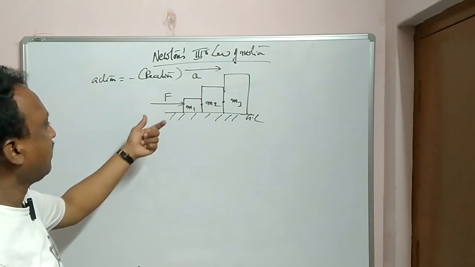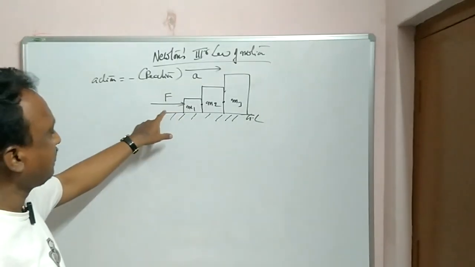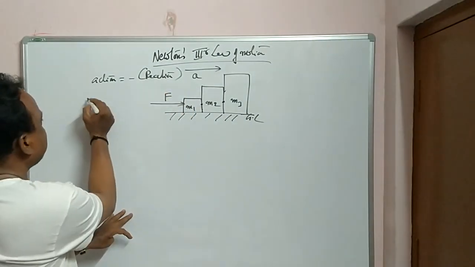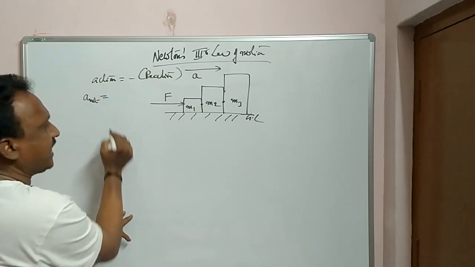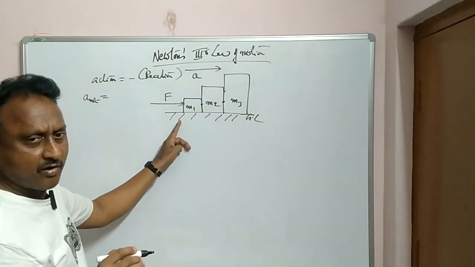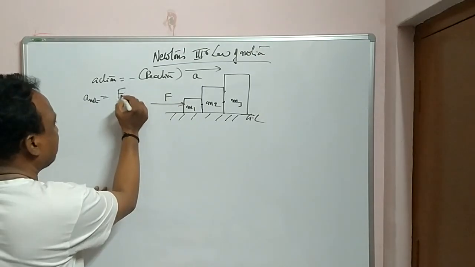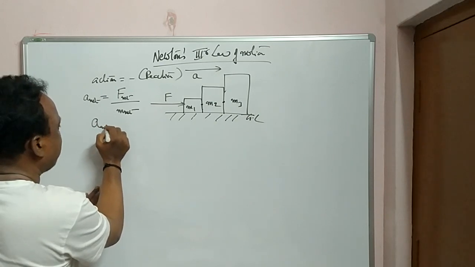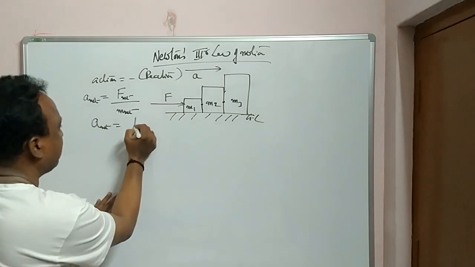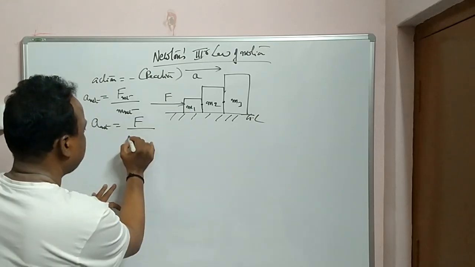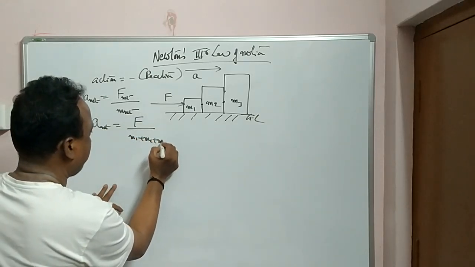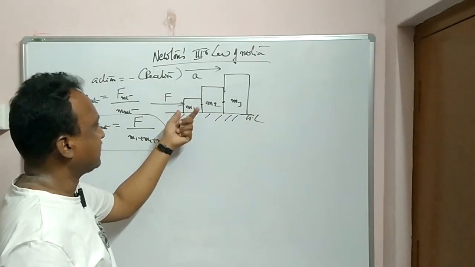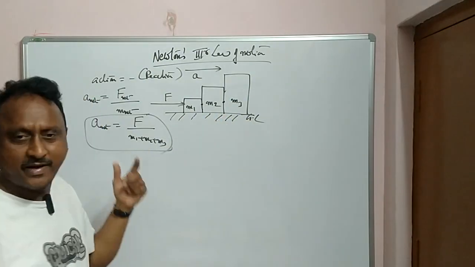There is a simple method I have already discussed before to get a net when bodies are attached together. The common acceleration a net along the applied force is given by F net by M net. So a net is equal to the total force acting, F, divided by the total mass, M1 plus M2 plus M3. This is the acceleration of the blocks M1, M2, M3, also called the common acceleration.